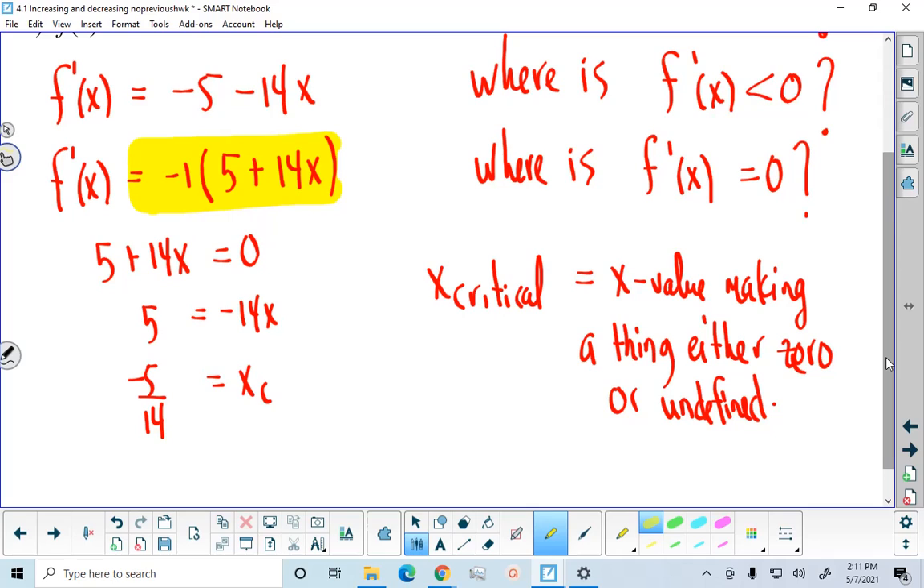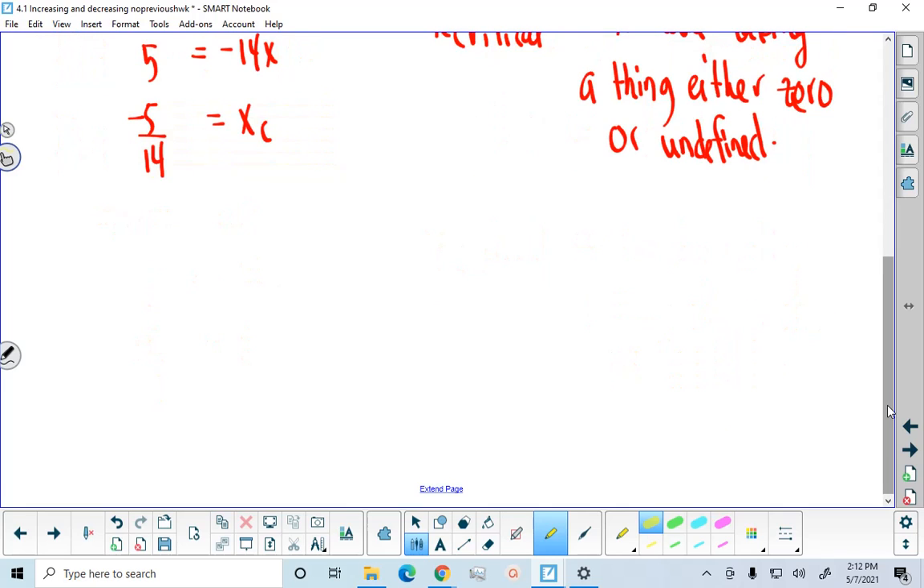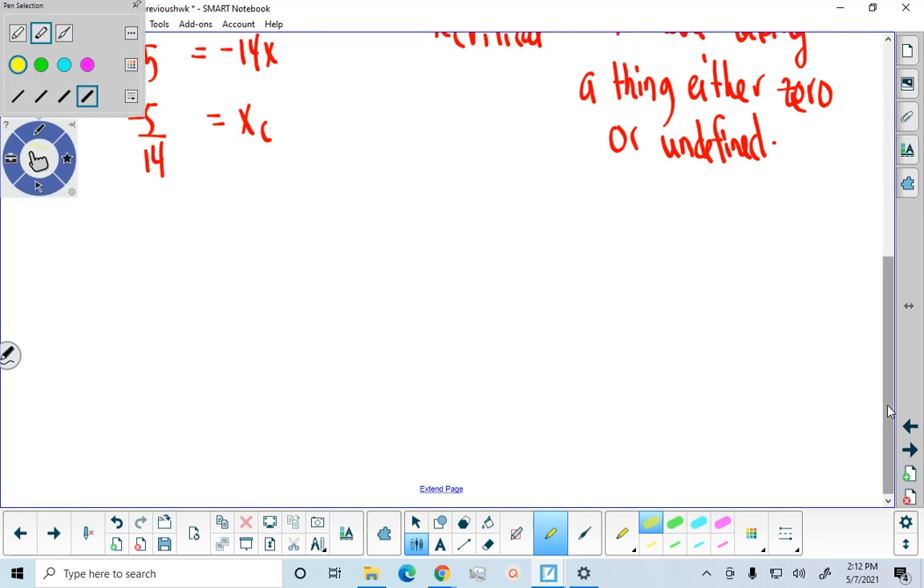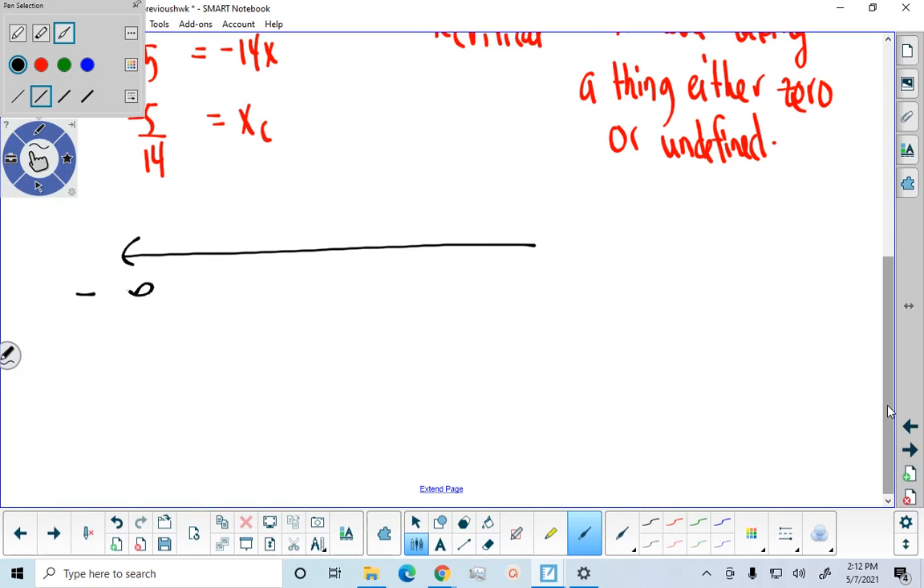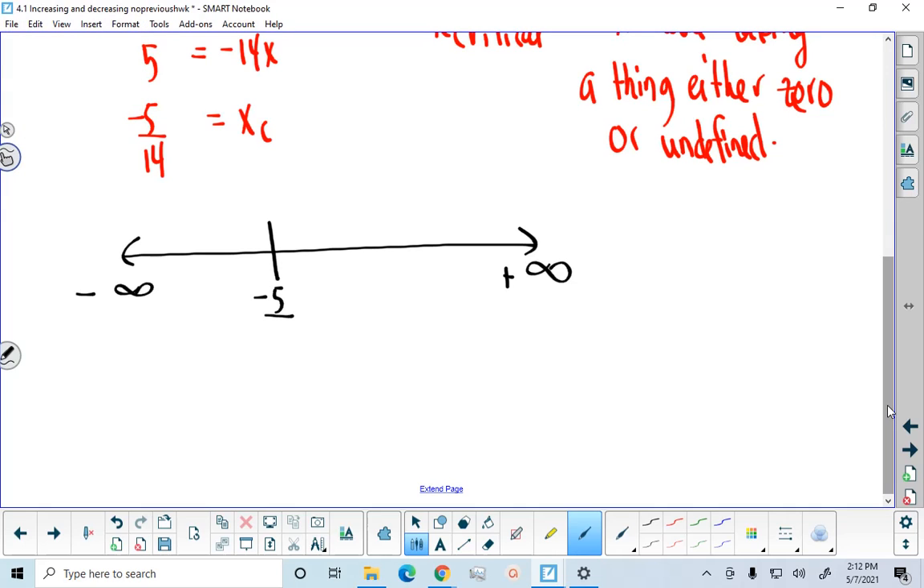Are there critical values of x for other things? Yes, the second derivative of a function has critical values of x. A function has critical values of x. Position functions have critical values of time. Anyway, that's the critical value of x. And what we're going to do now is take the domain over which the function was defined, which was basically -∞ to infinity, and we are going to slice it at that critical value of x. And we're going to investigate the nature of the derivative in each of those two intervals.